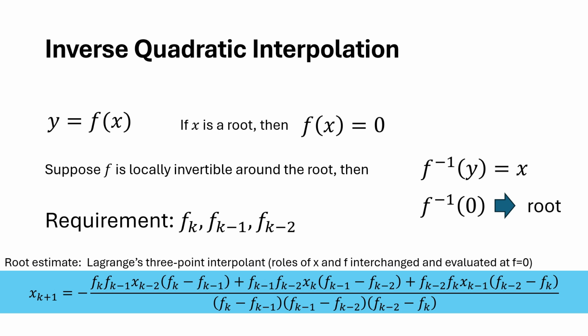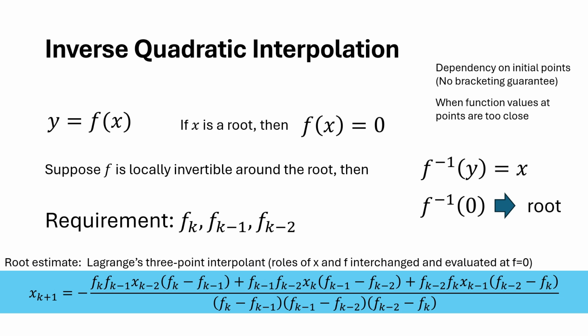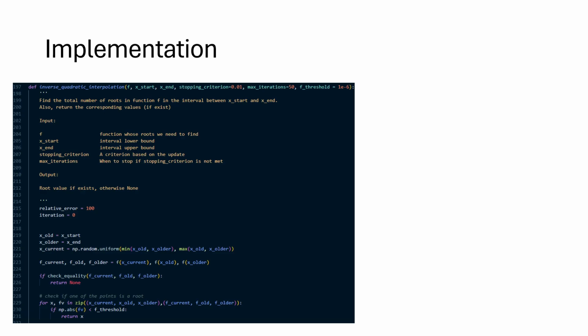This method, when used independently, can sometimes be unreliable. This is because if the 3 initial points are not well chosen, it can lead to divergence or poor convergence. There is no bracketing guarantee if initial guesses are too far from the root. And the quadratic polynomial poorly approximates the function when the function values at the points are too close, causing stability issues. Let's see how we implement this in Python.